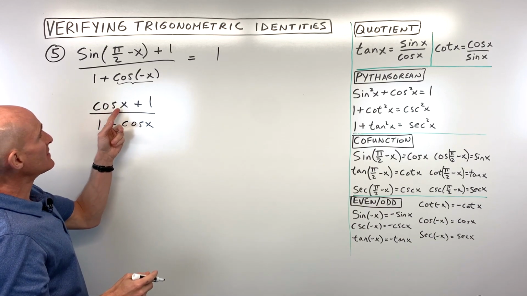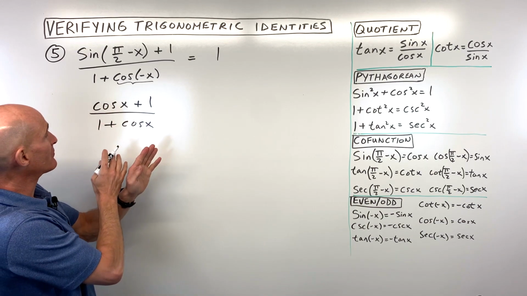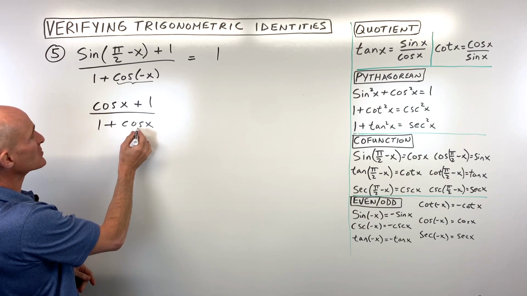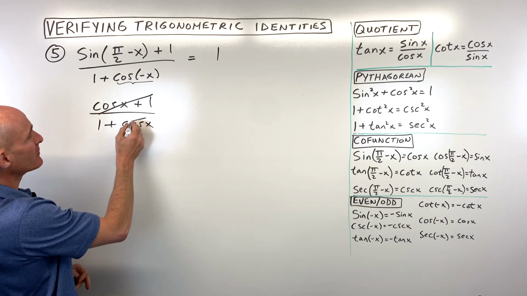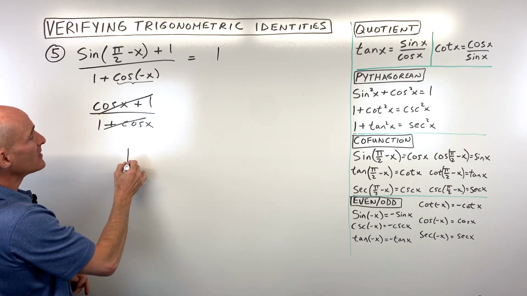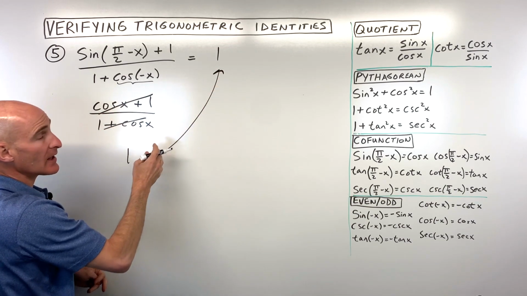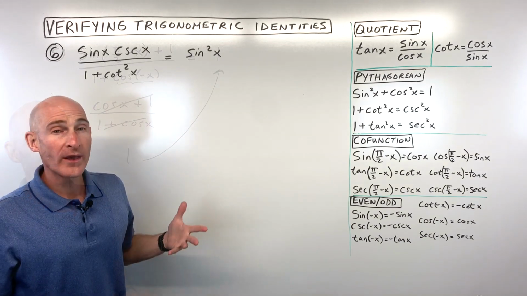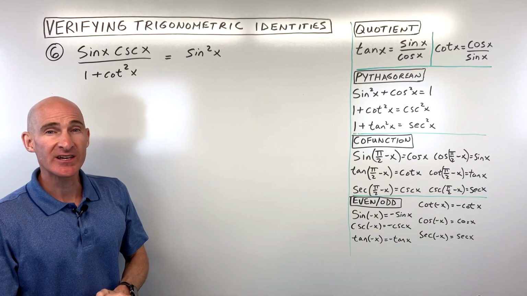Okay, now you can see that addition is commutative, right? So cosine x plus 1 is the same as 1 plus cosine x. Anything divided by itself is equal to 1. So you can see 1 is equal to 1, and we proved it. Okay, see if you can pause the video and do number 6.